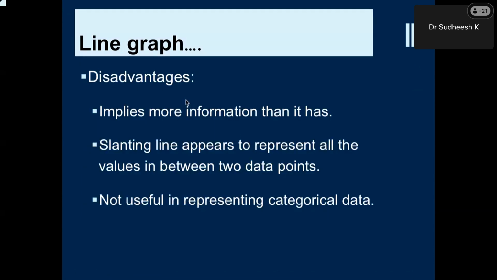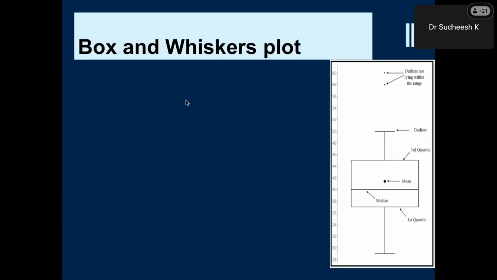The disadvantages: it implies more precision than it has. The slanting line appears to represent all the values between the two values, but it does not always. It is not useful in representing categorical data. A line graph can never be used for representing categorical data.